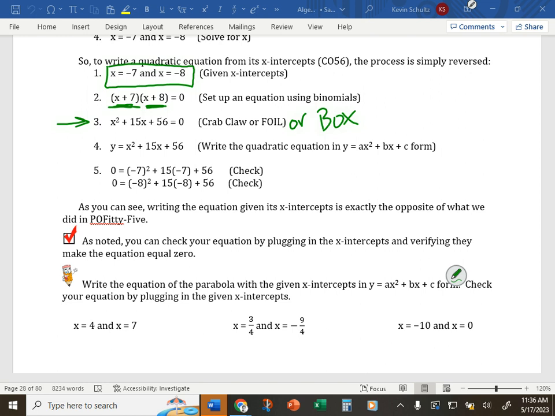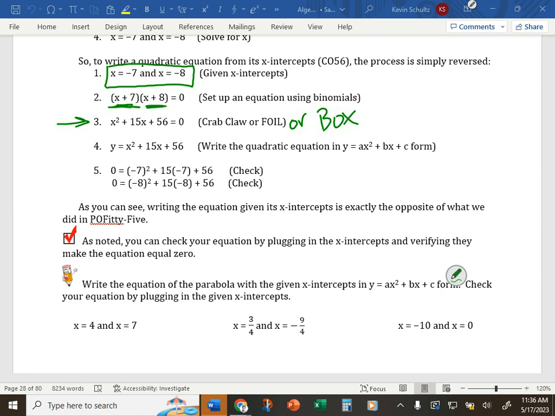Okay? So you've done all this math before. You've foiled, you've crab clawed, you've boxed. You've understood what the x-intercepts are, how we get them. It's just reversing that thinking and going backwards. Okay? You know how to get to school from your house. Can you get from school to your house? That's right. Yeah. Going backwards. Okay, yes. So you crab claw, box, foil that x plus 7 and x plus 8, yes.